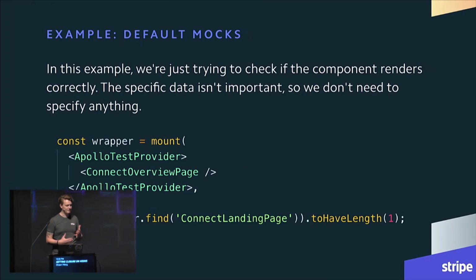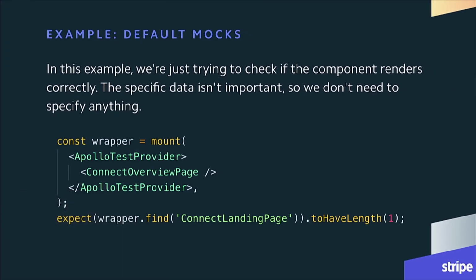So here's an example of these default mocks. In this case, I have this connect overview page React component. This actually takes a lot of props and a lot of data. But in this test, I don't care about what kind of data goes in. I just care that it renders and that it doesn't break or anything. So with global mocking via GraphQL, I actually have a lot of props that are being passed into this component via Apollo Test Provider. And I can just very easily check, does this work or not?